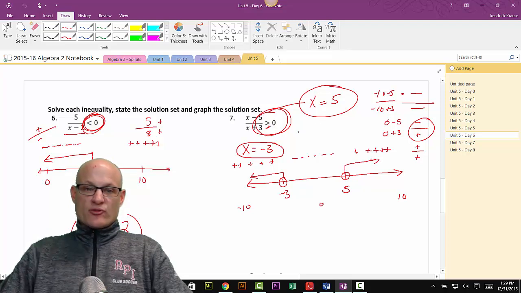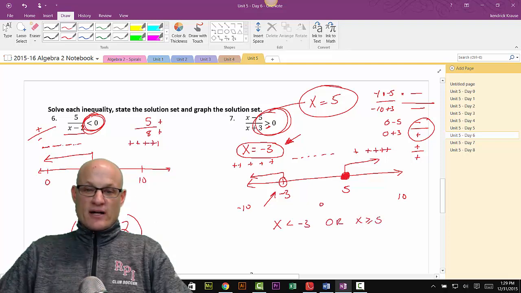Now, we said that the restriction on the domain was x cannot equal negative 3. So this circle cannot be filled in. However, because x can be 5, it's not restricted in the domain, I'll close that circle. So my answer is x is less than negative 3, or x is greater than or equal to 5. Or another way to write this in interval notation is negative infinity to negative 3, parenthesis, union, bracket, 5, comma, infinity.